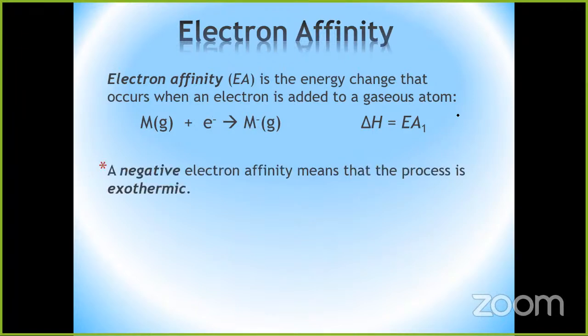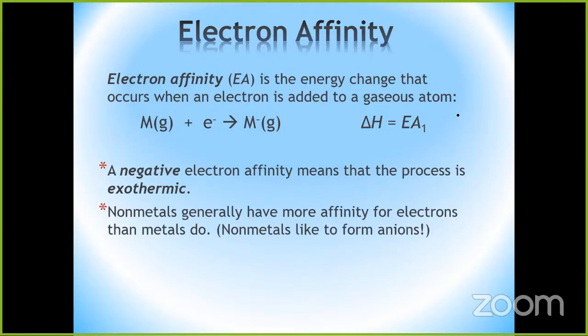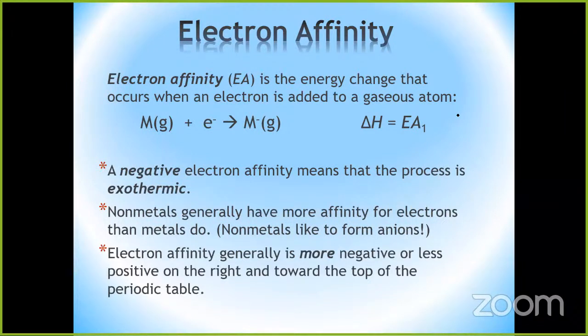These values are negative because this process is always exothermic. What you'll find is that nonmetals tend to have a greater affinity for electrons than metals, because nonmetals like to form anions. So their electron affinity tends to be large and negative. Going across a period, electron affinity tends to be more negative from left to right, and as you go from bottom to top of any group.